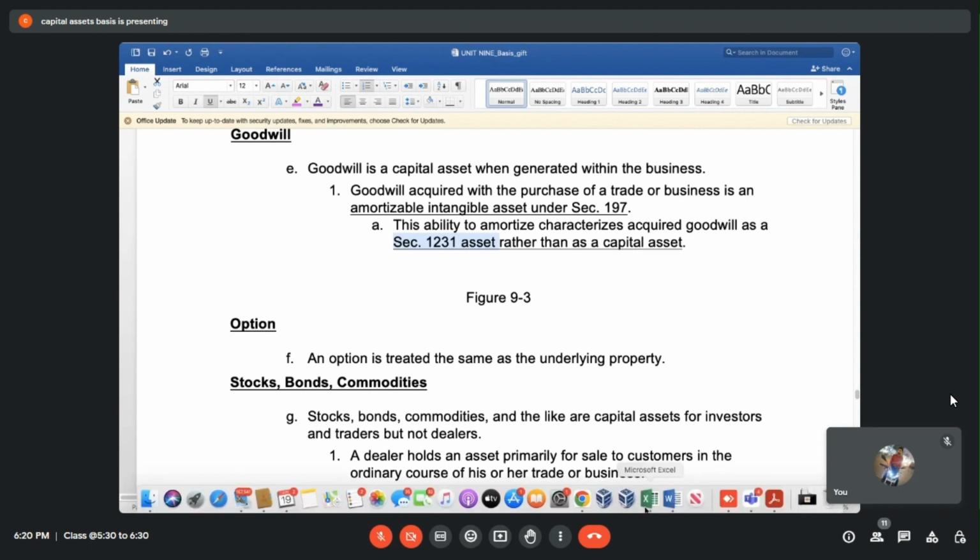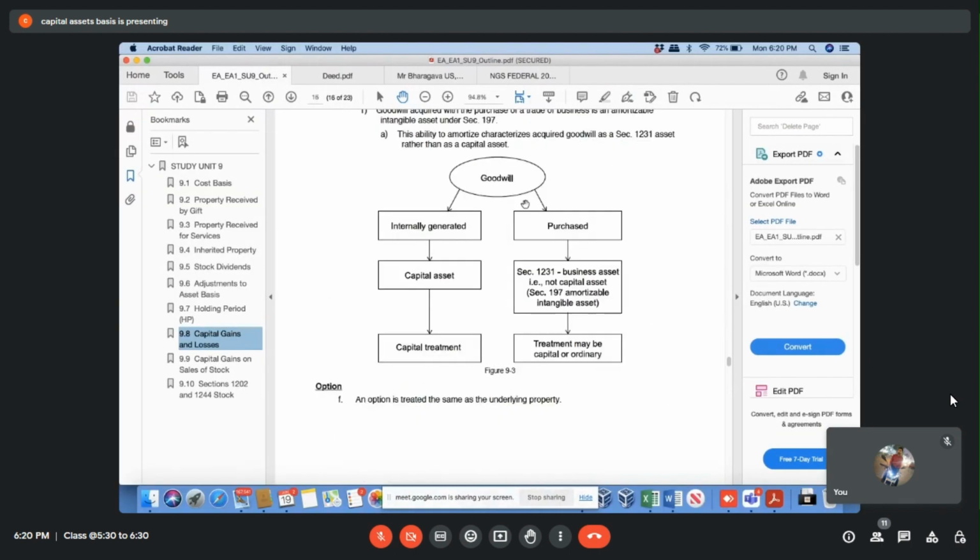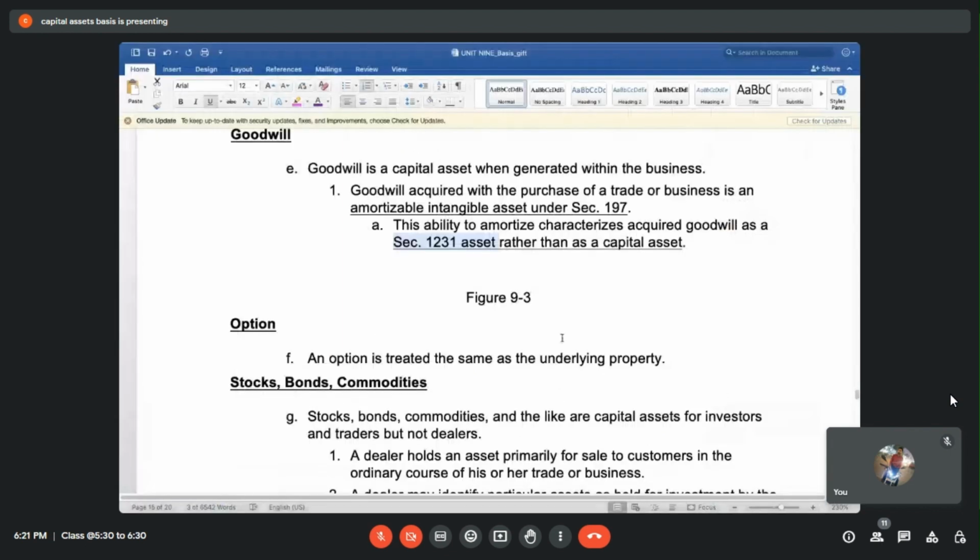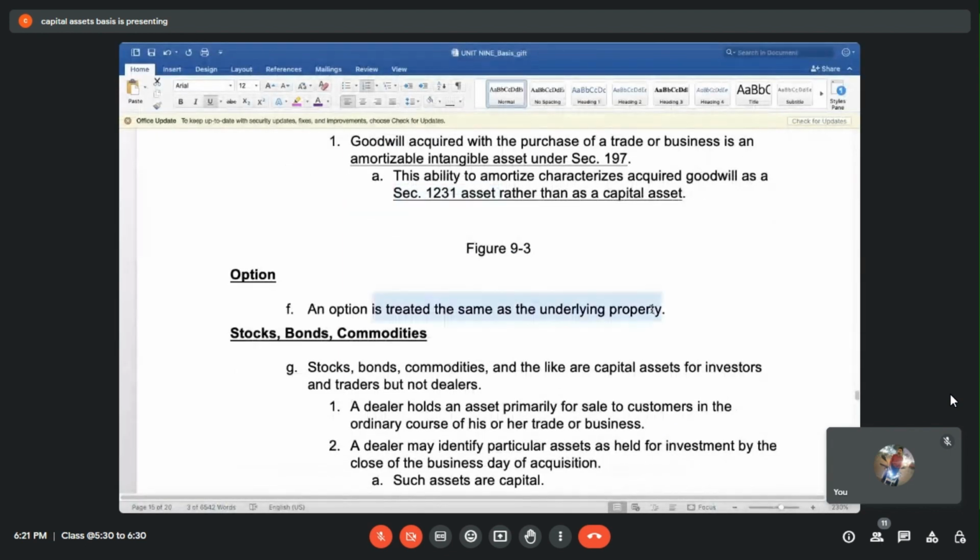Let me see if I have something here that I can show. Yeah, here, this diagram. So if it's goodwill, if it's internally generated, it becomes a capital asset and gets capital treatment. If it's purchased, it becomes a business asset under section 1231. Treatment may be capital or ordinary. We have to look into the rules of 1231. So an option is treated the same as the underlying property. What is an option on? There could be a stock option, or some other option to buy or sell, or different options and futures which are being traded. So it takes the same nature as the property it is attached to.